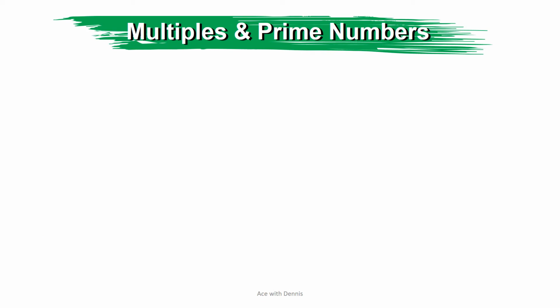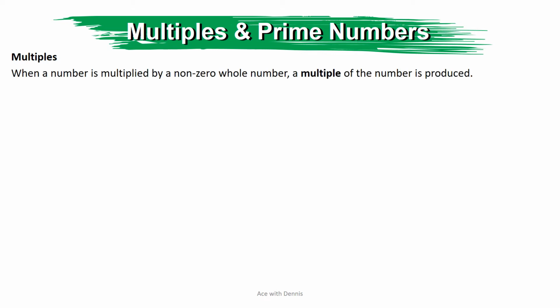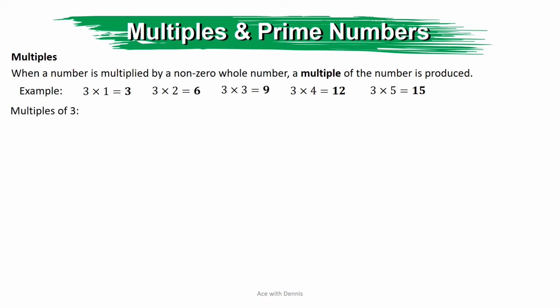Multiples and prime numbers. What are multiples? When a number is multiplied by a non-zero whole number, a multiple of the number is produced. Here is an example. 3 times 1 equals 3. 3 times 2 equals 6. 3 times 3 equals 9. 3 times 4 equals 12. And 3 times 5 equals 15. From here, the multiples of 3 are 3, 6, 9, 12, and 15.